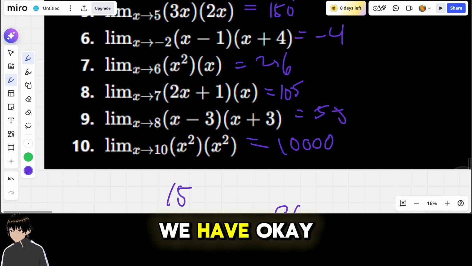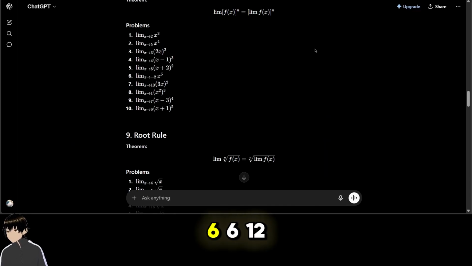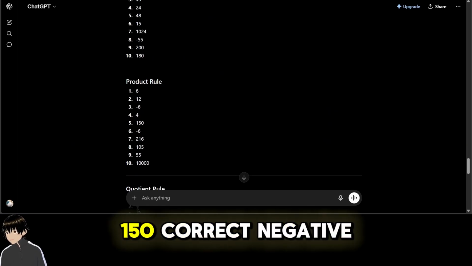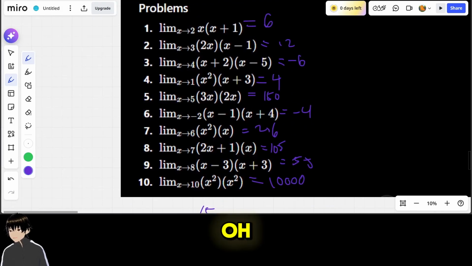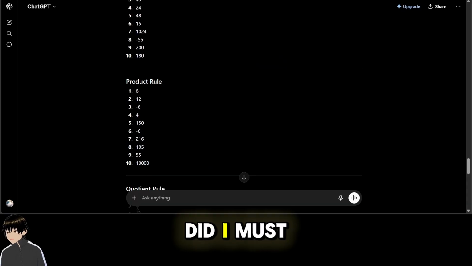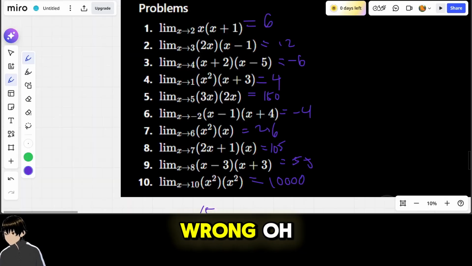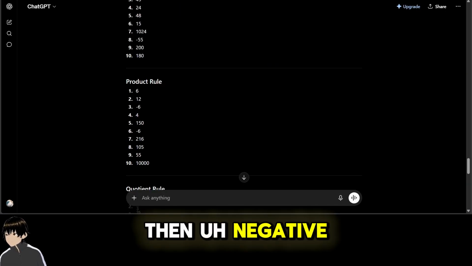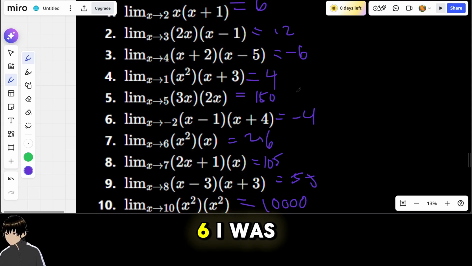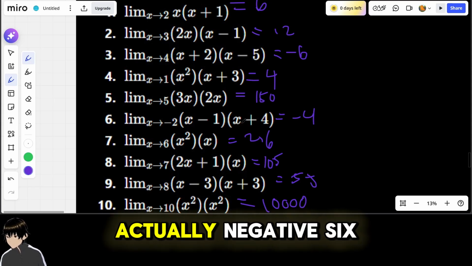So we have 6, 12, correct. Negative 6, correct. 4, correct. 150, correct. Negative, hold on. Negative 6. I must have done something wrong. Oh, negative 3 and then negative 2 plus 2. Oh my god, that's actually negative 6. I was wrong in that. No, that's actually negative 6.